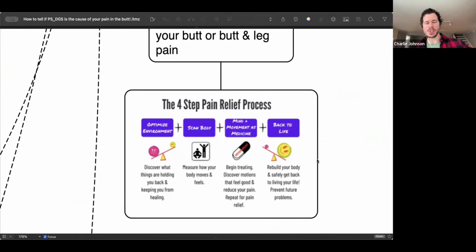And the goal is to teach you how to resolve this back, butt, or sciatic issue by teaching you how to use the power of the mind and movement as medicine so that you're not relying upon others to fix you. There is a process that we go through, and we work with people all around the world. We can teach you to solve this problem, right? Step one, we need to optimize things mentally and physically.